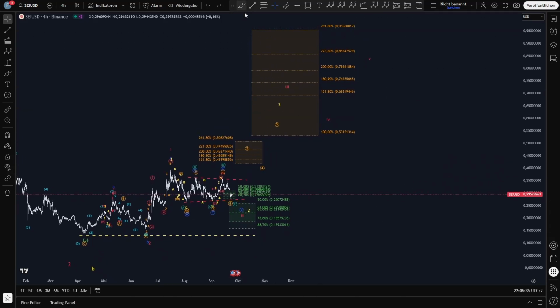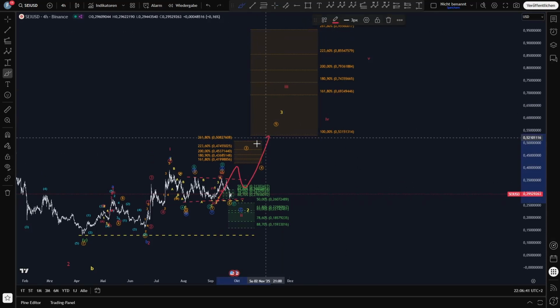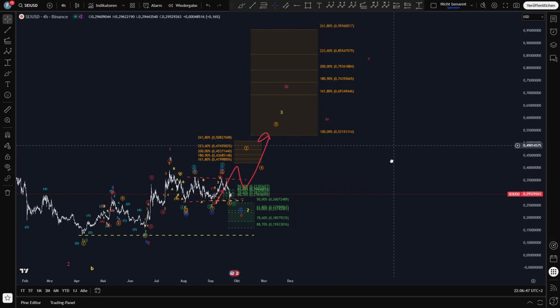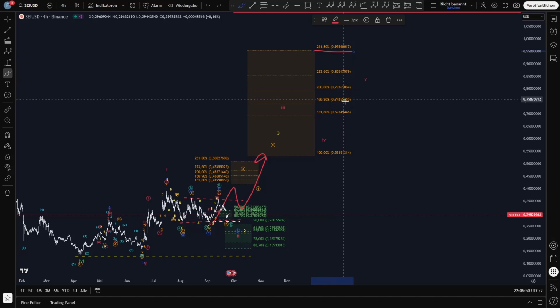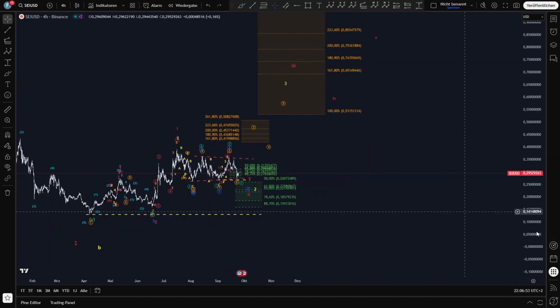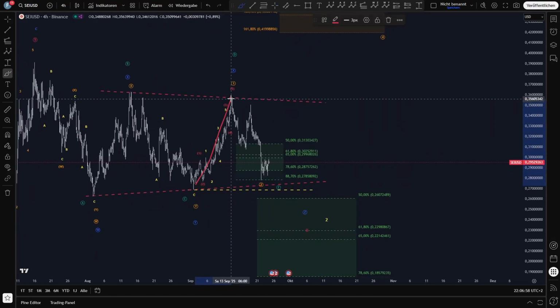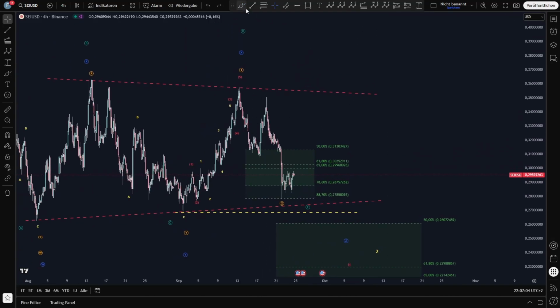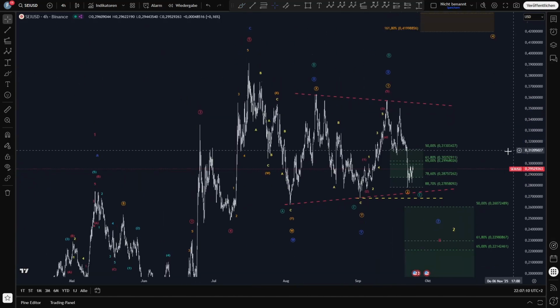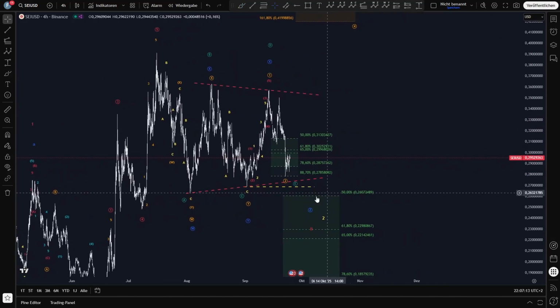So the ideal target for the wave 3 here in yellow, because it would be an ABC structure, and the ideal target for the wave C is the 100% level at 43 cents, extending to the 261% level at 95 cents. But I'm not optimistic about this potential 5-wave move to the upside, because for me it's more like a 3-wave move, like an A, B, C structure. So my preferred case would be short-term bearish wise, like we had in the past video.